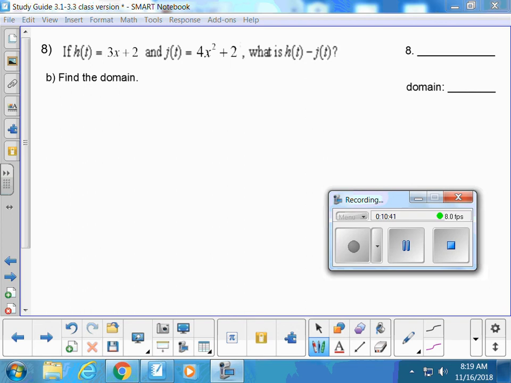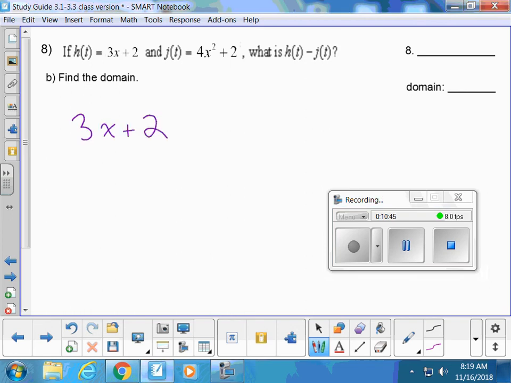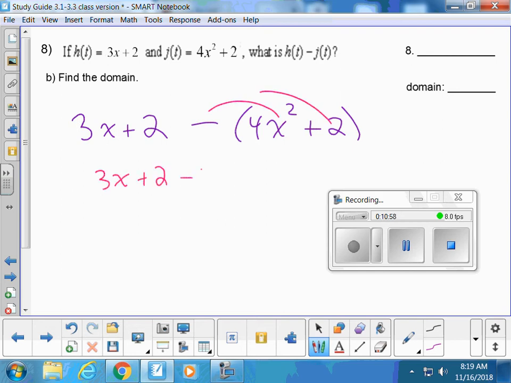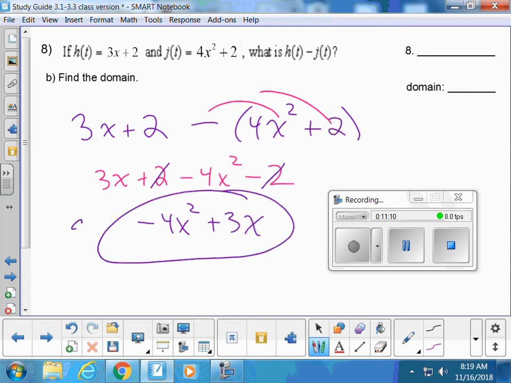So anyways, we're going to take the function h. We're taking function h and we're subtracting off function j. And the whole idea here is you are subtracting off a group, and that negative has to distribute into everybody. So we'll have 3x plus 2 minus 4x squared minus 2. And then you can simplify. So the 2's go away. And your final answer is negative 4x squared plus 3x. That's the answer for answer blank A.